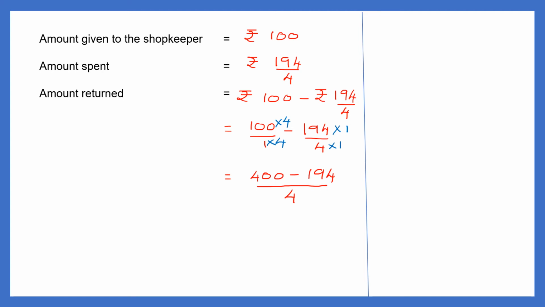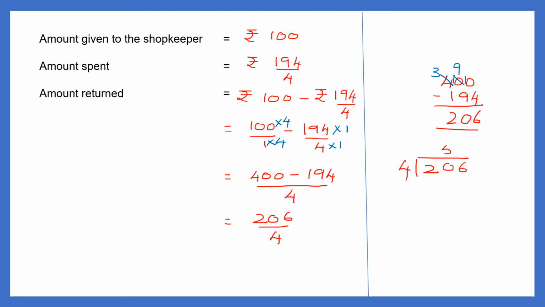400 minus 194. Let's subtract 400 minus 194. Let's borrow. So this becomes 3, 10 and 9, 10. 10 minus 4 is 6. 9 minus 9 is 0. 3 minus 1 is 2. So I get 206 by 4. Now I can convert it. Since we have reached the last step, it's better to convert it here. So let's divide 206 by 4. 4 5s are 20, minus, you bring down 6. 4 1s are 4, minus, 2.